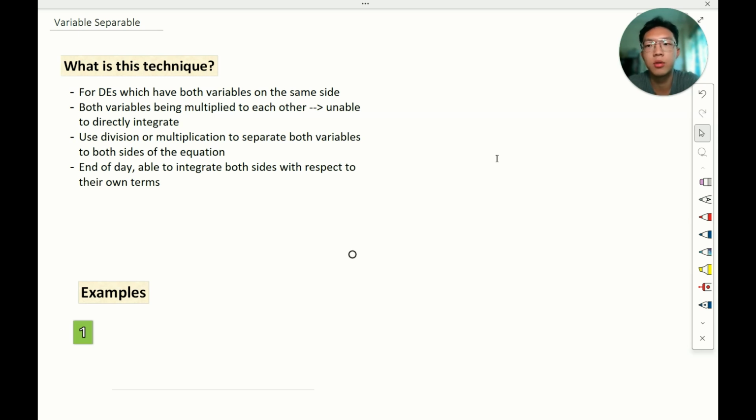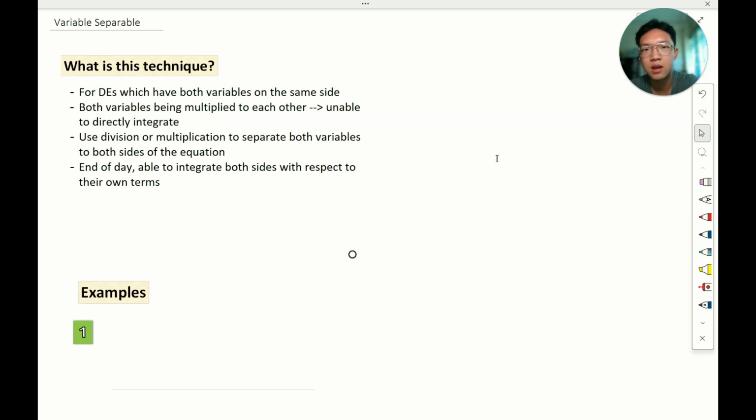For this variable separable technique, it's mainly for differential equations which have both the variables on the same side of the equation. For example, we have x's and y's on the same side of the equation. And secondly, the x's and y's, or the two variables, must be multiplied or divided by each other. They cannot be linked by a plus or minus sign. So these are the two conditions. Because the two variables are on the same side of the equation, we are unable to use the previous method we've learned, which is direct integration.